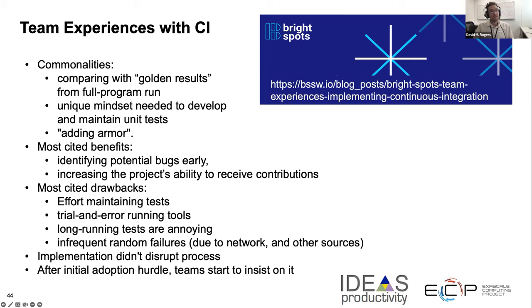Long running tests make testing increasingly annoying. Infrequent random failures, as I mentioned, due to network, can be difficult to track. So rerunning the tests usually gets rid of those. They also noted that the implementation of these tests didn't overly disrupt their development process. And after overcoming the initial adoption hurdle for implementing CI, the teams started to insist on having CI available in the future. So with that, I'm going to end the tutorial on testing and CI.